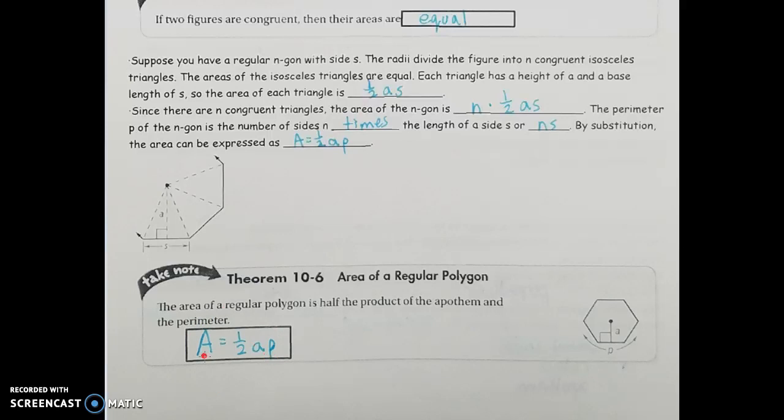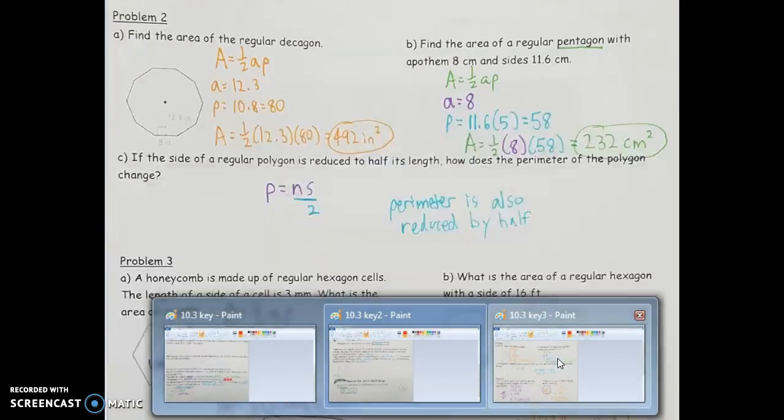So as long as we know where these pieces are coming from, if I take the apothem and I know the perimeter of my figure, I can substitute those in this equation and end up with my area for any of those regular polygons.